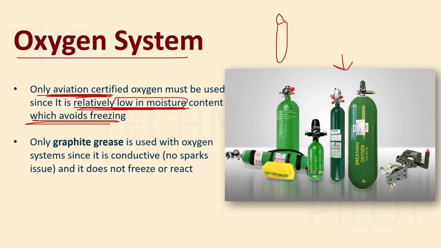And also, only graphite grease should be used with the oxygen system, because if you use any other kind of grease, it might react with the system itself. So only graphite grease is used with oxygen system, since it is conductive, so there is no issue of spark, and it does not freeze or react. So remember this term, graphite grease is used. They might ask you in the multiple choice questions.